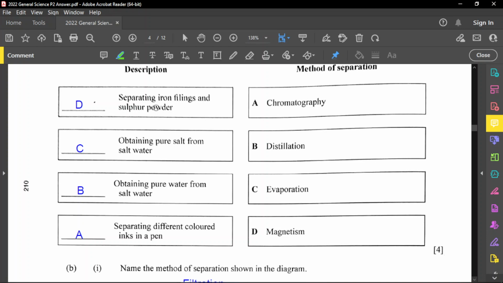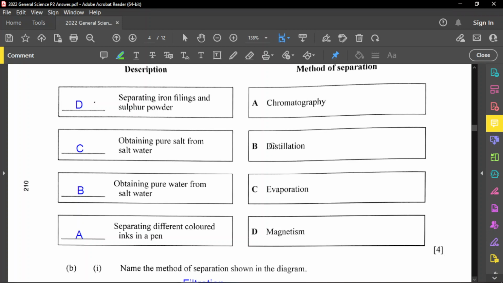Iron is a metal, sulfur is a non-metal. And so using a magnet, so magnetism is the best option here because the iron will be attracted to the magnet, but sulfur will not. And so obtaining pure water from salt water. So if you want to get the pure salt, as a matter of fact, not pure water, but pure salt from salt water, to get the salt, you're going to evaporate the water. So you're going to use here the evaporation technique. And to obtain the pure water from salt water, you're going to use distillation.